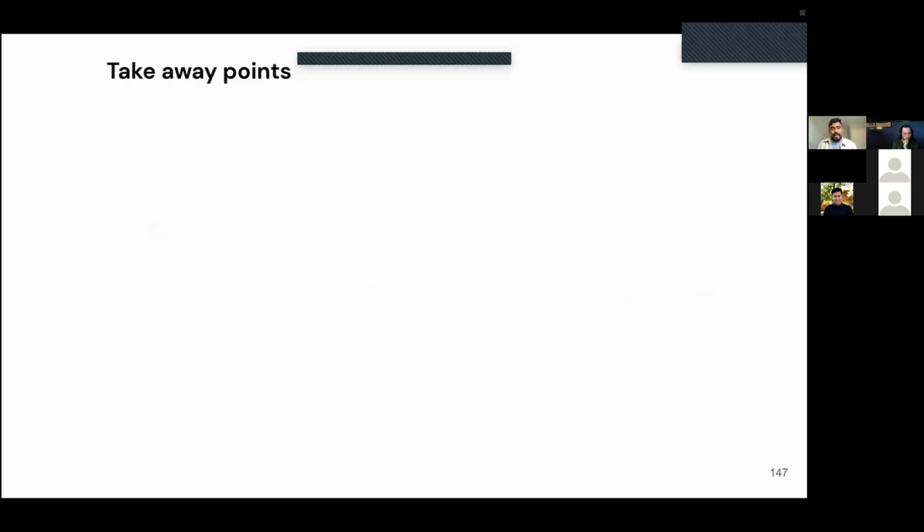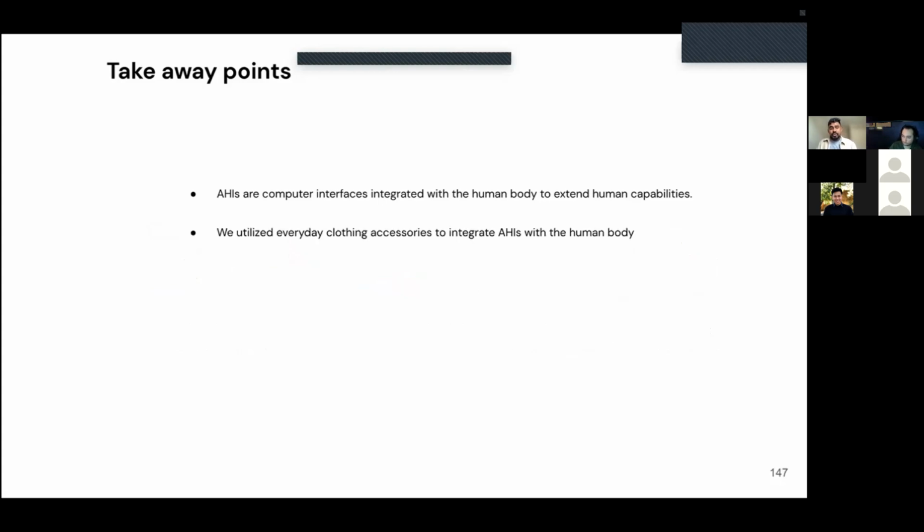So let's look at some of the takeaway points of this research. Augmented human interfaces are computing interfaces that are integrated with our human body, and they create an implicit understanding about our human body, and then we can use that understanding to extend our human capabilities. So we utilized everyday clothing accessories to integrate augmented humans with the human body.